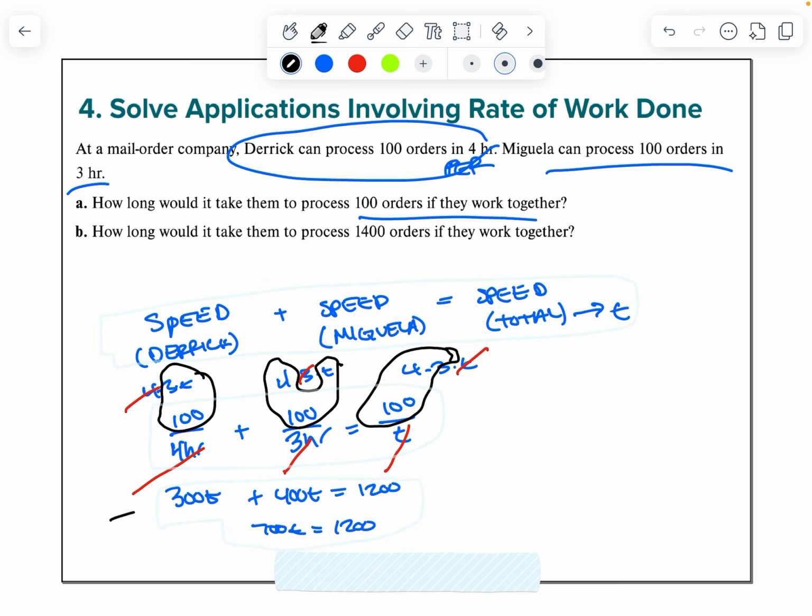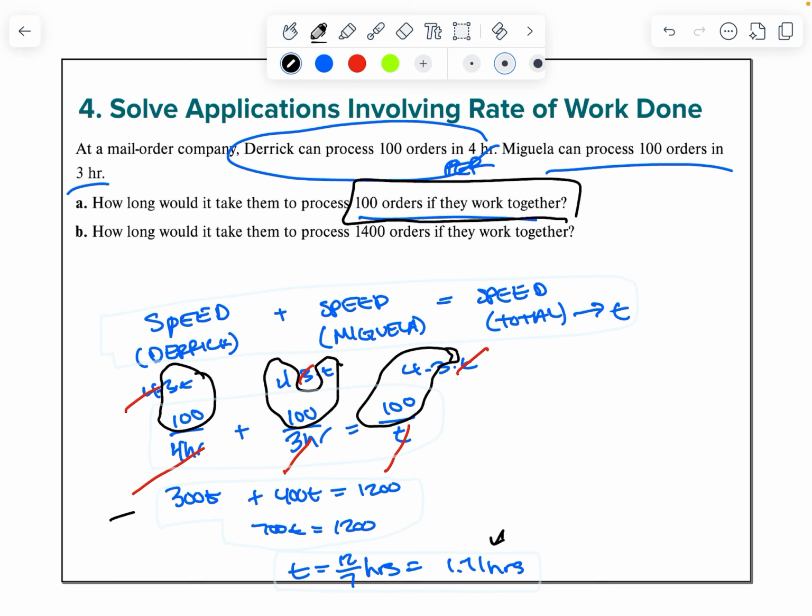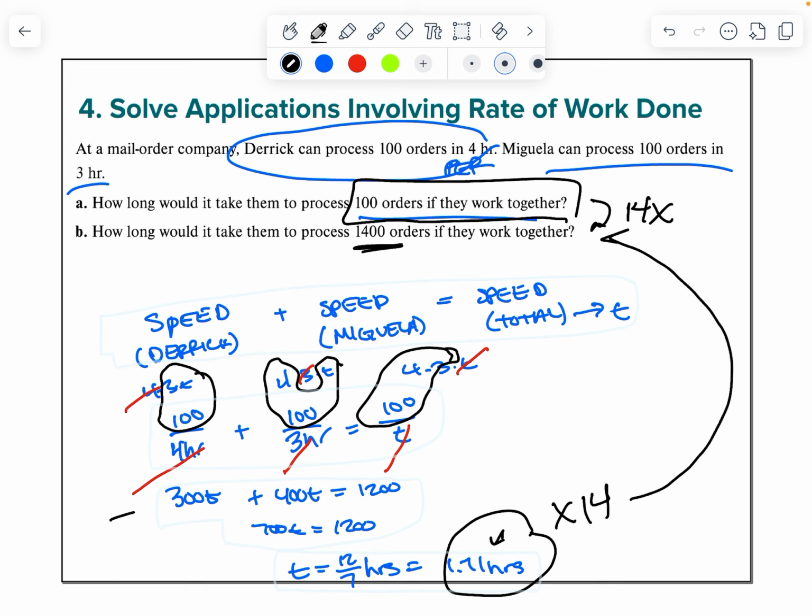Combine like terms on the left, divide by 700, and you end up with t equals 12 over 7 hours, which is the same as 1.71 hours. That's our time to process 100 orders. If they want to process 1,400 orders, all that is 14 times as many. So all we have to do is take this number right here and multiply it by 14. That will give us our time for 1,400 orders, since it's 14 times as many orders.